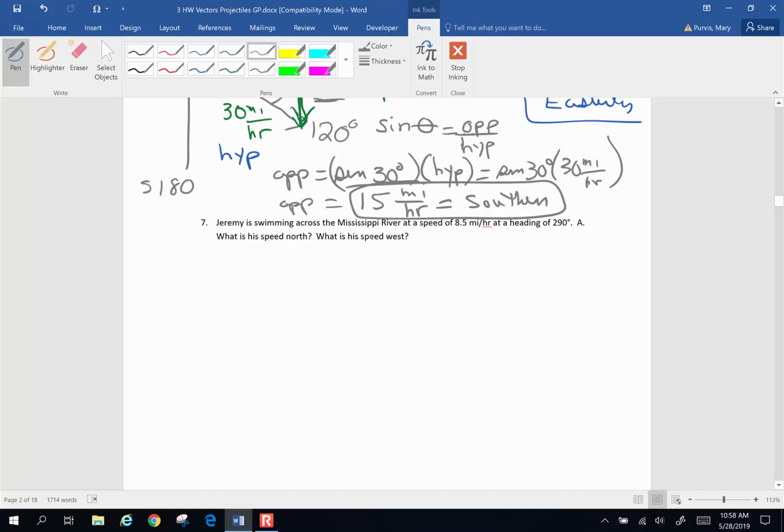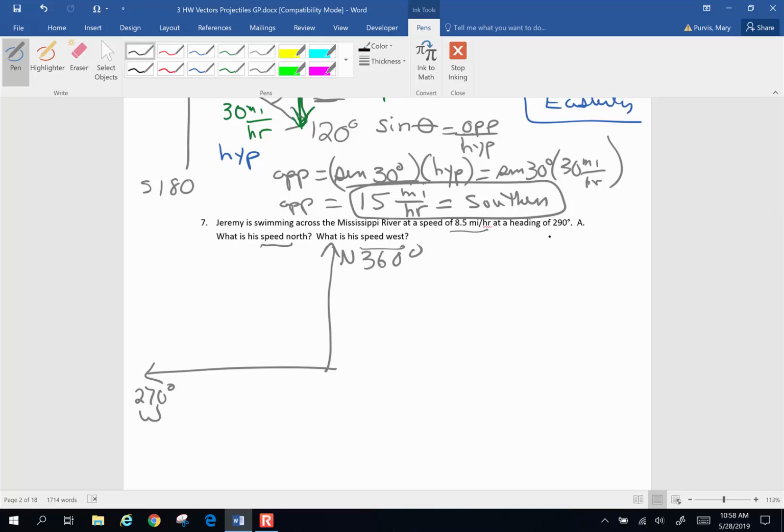Jeremy is swimming across the Mississippi River at a speed of 8.5 miles per hour at a heading of 290 degrees. What is his speed north and what is his speed west? Again, we're breaking this vector into components. So 290 degrees, that means we are going to be in this northwesterly coordinates. West is 270 and north is 360.